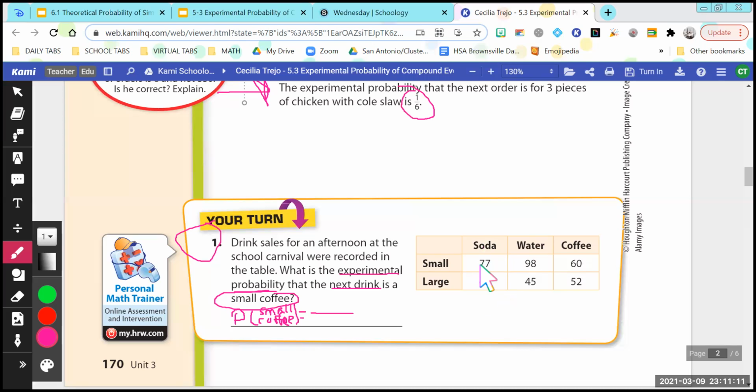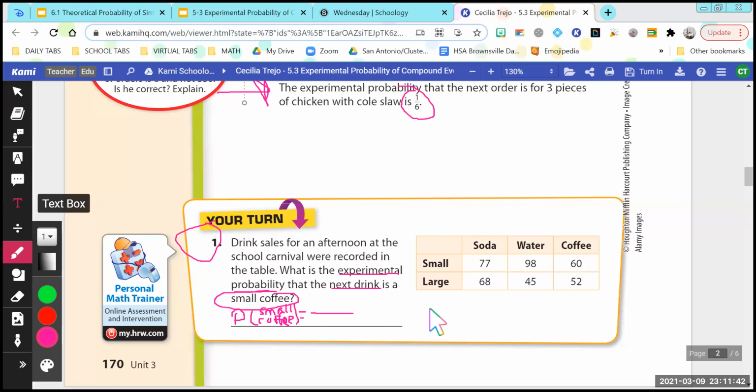So 77 people got a small soda, 89 people got a small water, 60 people got a small coffee, 68 got a large soda, 45 a large water, and 52 a large coffee. It's important that we now find the total number of outcomes or the total number of trials, our sample space. I need to know how many total drinks they sold at this school carnival.